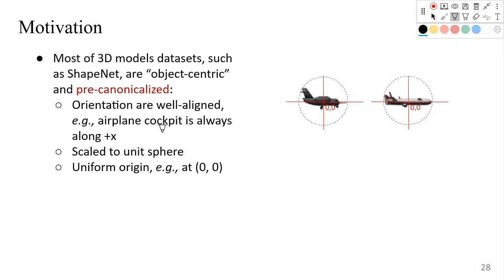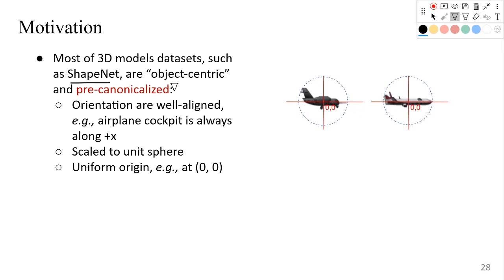Okay, so let's start talking about the motivation of the canonical pose first. Most of the 3D model datasets, such as the ShapeNet dataset, are object-centric. So we have the clean object without the background. And also, those objects are pre-canonicalized. For the formal definitions, you can search on your own on the internet.